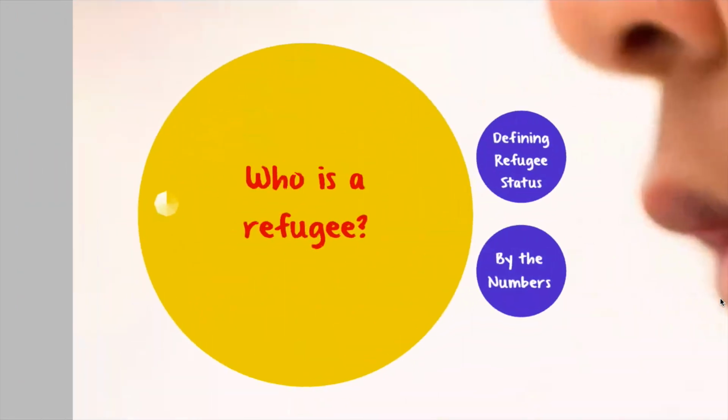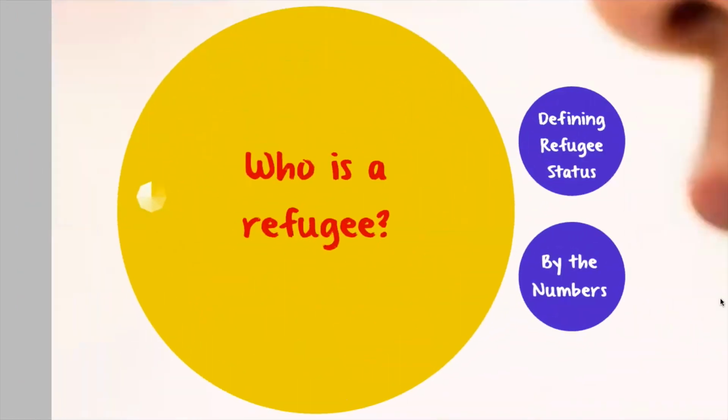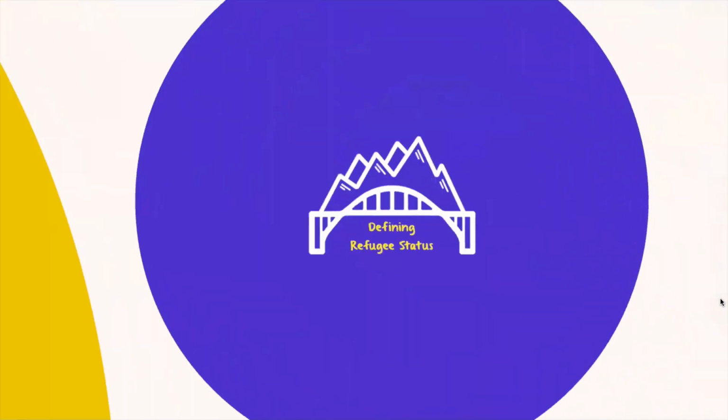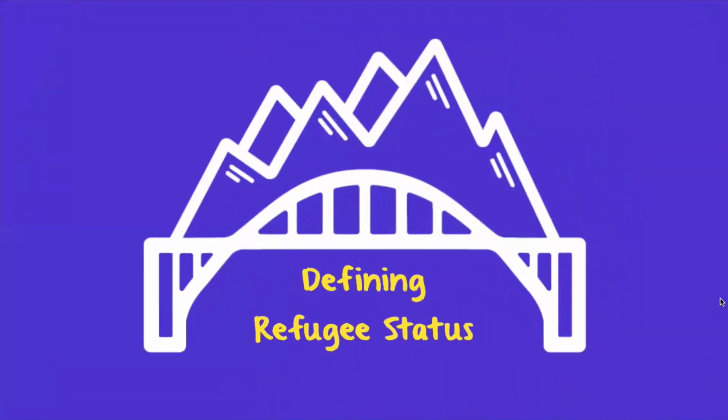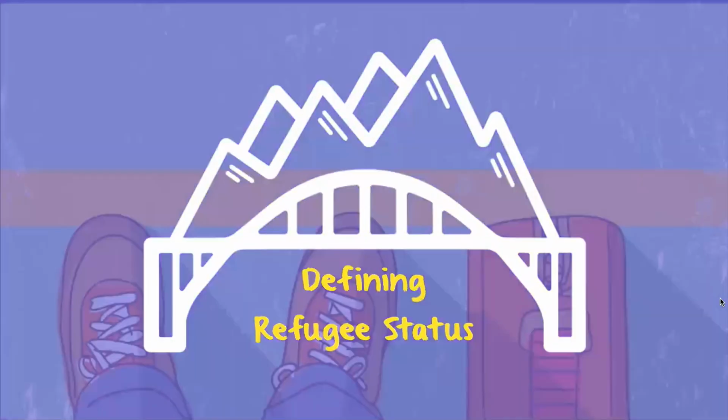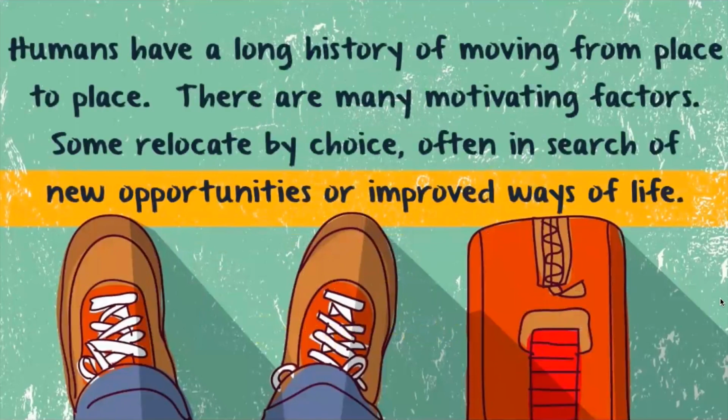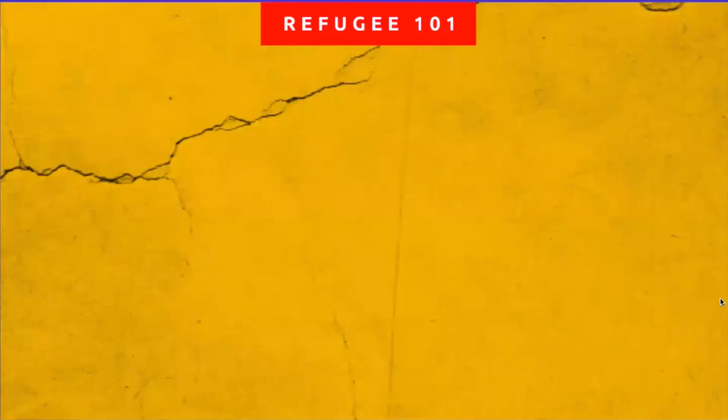Who is a refugee? To answer this, we'll first need to define refugee status. Humans have a long history of moving from place to place. There are many motivating factors. Some relocate by choice, often in search of new opportunities or improved ways of life. Let's look at different categories of individuals who make their way to America.